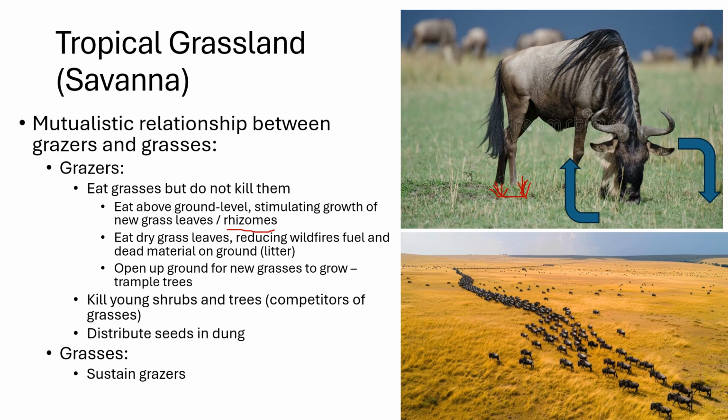They will also eat the dry grass leaves during the dry season, which will reduce wildfire fuel and decrease the amount of dead matter on the ground, which opens up the ground for plants to grow. And they will kill young shrubs and trees, which compete with the grasses, by eating them. And they distribute the seeds in their waste. The grasses will sustain the grazers. So we have this mutualistic relationship where the grazers promote the grasses and keep the trees and shrubs down, and the grasses support those large herds of herbivores.